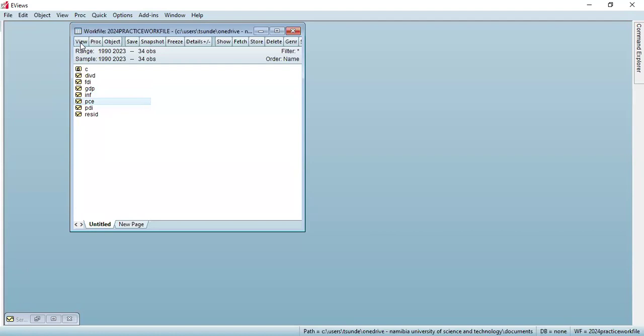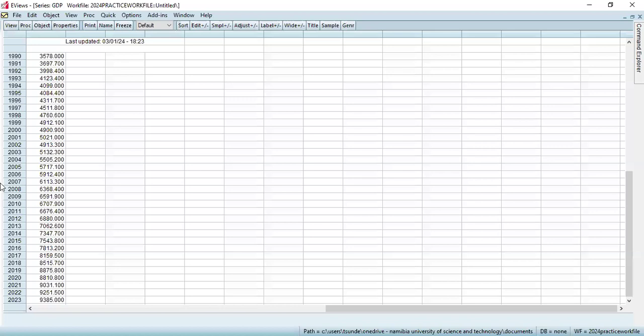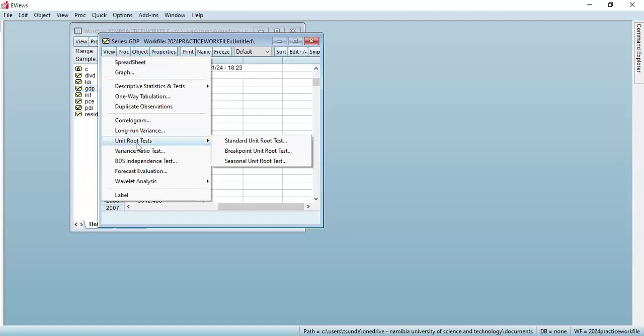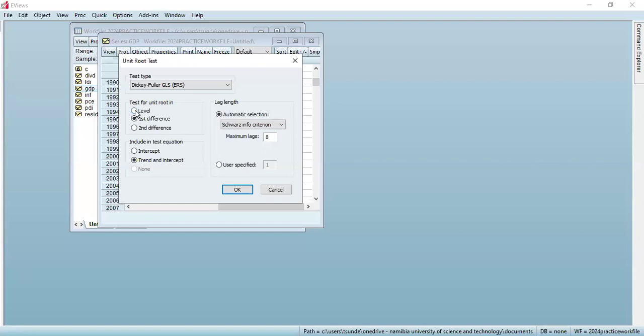And the one advantage of using the augmented Dickey-Fuller test is that you open the variable first. So you open the GDP variable. Once you are in this variable window, you go to view, then you go to unit root, standard unit root, then we start from level, start from intercept. Now, under test type, you are choosing the augmented Dickey-Fuller test.